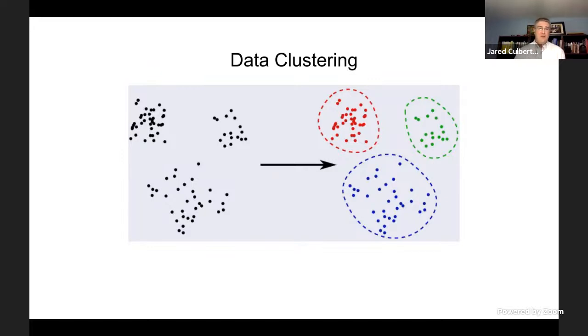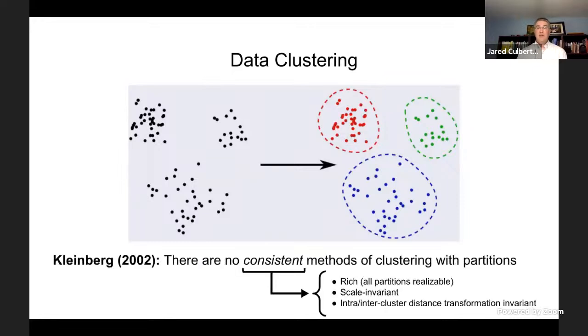And there was not very much axiomatic work that has been done in this area. One exception is the work of Kleinberg in the early 2000s. And Kleinberg showed us that there's no consistent method of clustering if you're using partitions. And by consistent, he had these 3 axioms that he wanted methods to be able to satisfy. The first was a richness condition. And this is important because if you don't have some sort of richness condition, for him it was that all partitions of a given set are realizable by that clustering method.